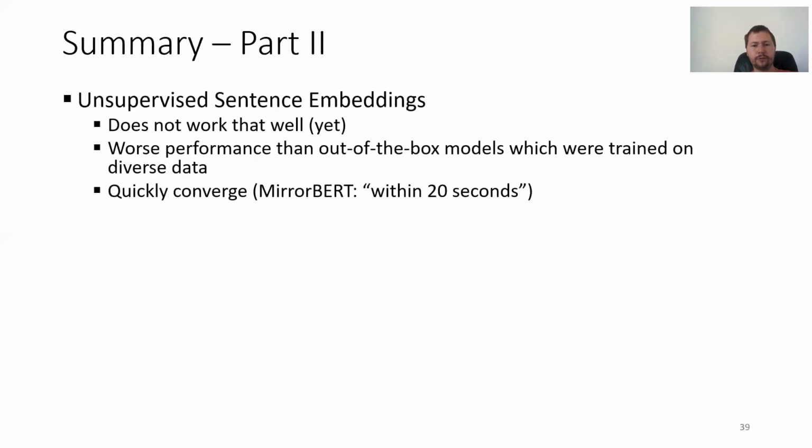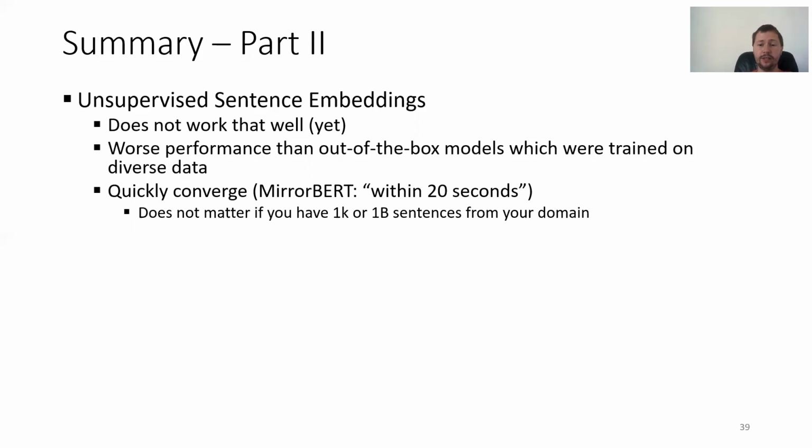So the authors of Mirrorbird, they put it as a big advantage in their abstract that the Mirrorbird approach converges in 20 seconds. However, if an approach converges in 20 seconds, it means it does not matter if you have 1,000 or 1 billion sentences from your domain. So the model will not be able to learn anything after these 20 seconds. And it also means it does not really learn anything new about your domain.